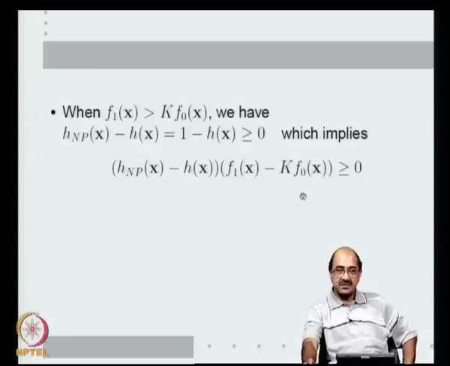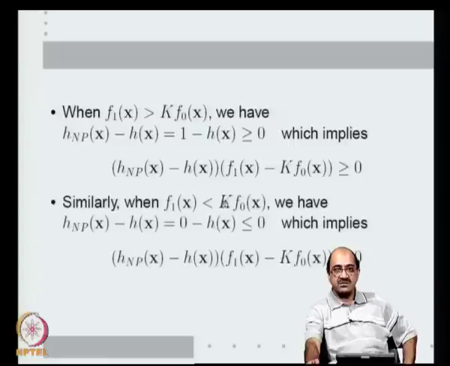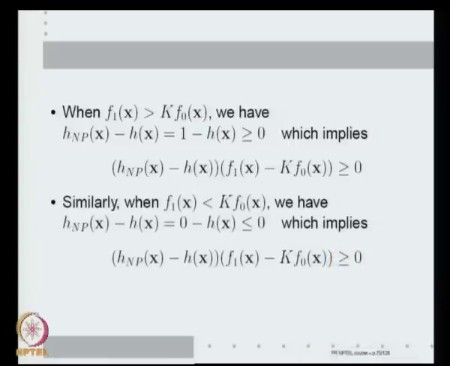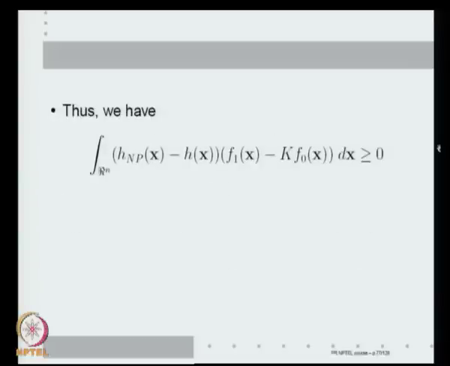Now, let us look at the other way around. Let us look at all x such that f1(x) is less than k f0(x). Now, h_NP(x) will say 0, right. Those x's are put in class 0 by the Neyman-Pearson classifier. So, h_NP(x) is 0. So, h_NP(x) minus h(x) will be 0 minus h(x), which for any classifier h(x) is less than or equal to 0, because h(x) can be either 0 or 1. So, once again the product (h_NP minus h) into (f1 minus k f0) is positive, because both factors here are negative, which means the integral we started with is always positive. So, what we have shown so far is that this integral is positive.